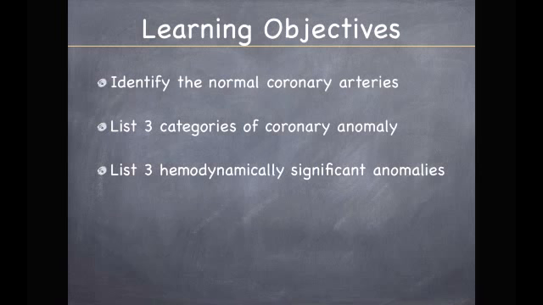So again, just going back to our learning objectives, hopefully we've quickly gone over the normal coronary artery anatomy so that you're comfortable with identifying normal coronary arteries. You can list 3 categories of anomalies. Again, origin, course, and termination. And then think about 3 of the hemodynamically significant anomalies, such as the pulmonary artery origin, the fistulous communication, etc.